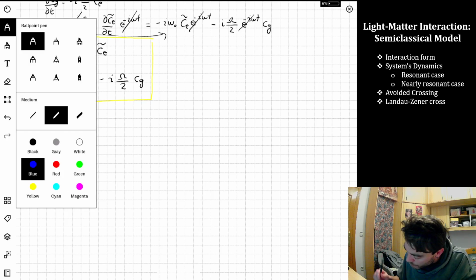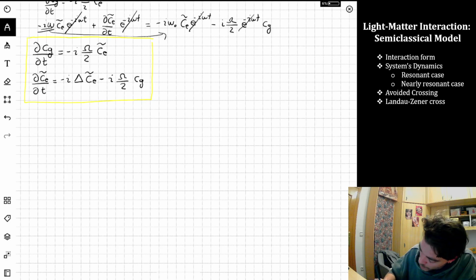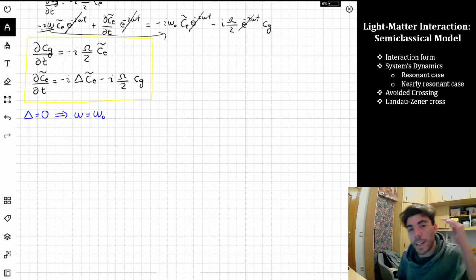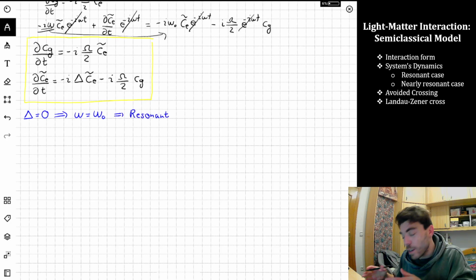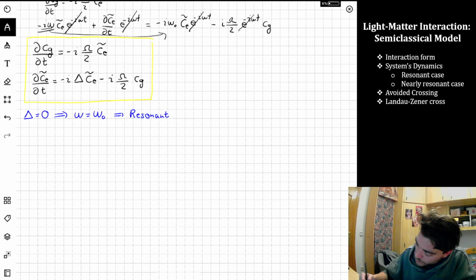The first scenario is that delta equals 0. So delta equals 0, the tuning is 0, means that the frequency of your laser is exactly tuned to the atomic transition. So this is called the resonant case, because the laser is resonant with the atom, with matter. Light and matter are resonant.